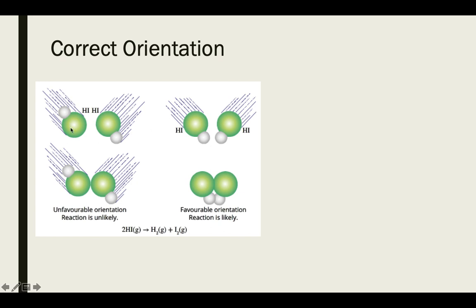Now, if these 2 hydrogen iodide particles collide in that way, it's not sufficient for the bonds to break, so the hydrogen iodide bonds will not break, and therefore that is an unfavorable orientation. But if they actually collide head-to-head and toe-to-toe, now that is a favorable orientation and the reaction is likely. So then you'll be asking, how do we make sure all particles collide in a favorable orientation? Because we want the reaction to happen, right?